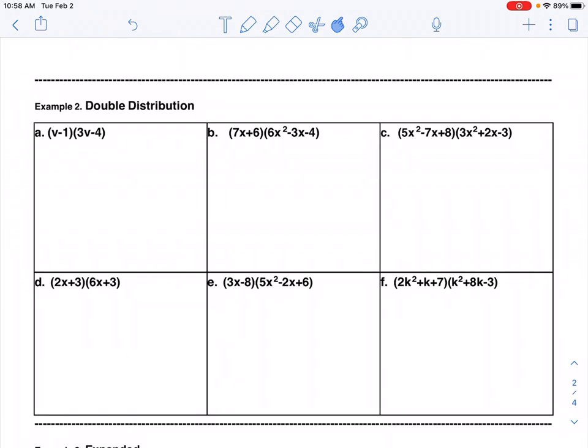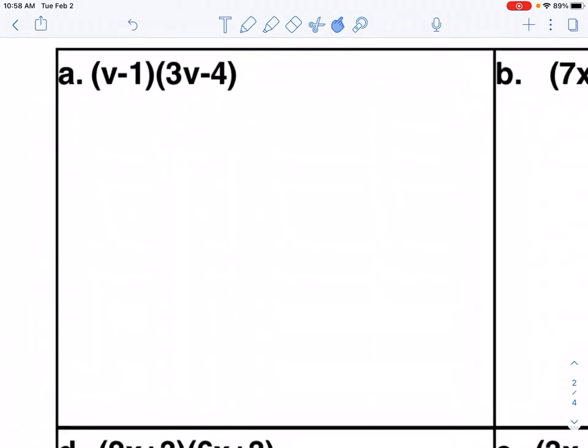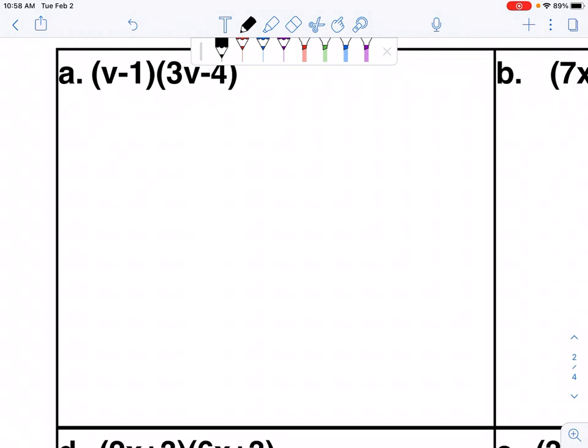So when using the box method, what we want to do is take a look at how many terms we have. In our first group, I have two terms. I have v and I have -1. In my second group, I have two terms. I have 3v and a -4.